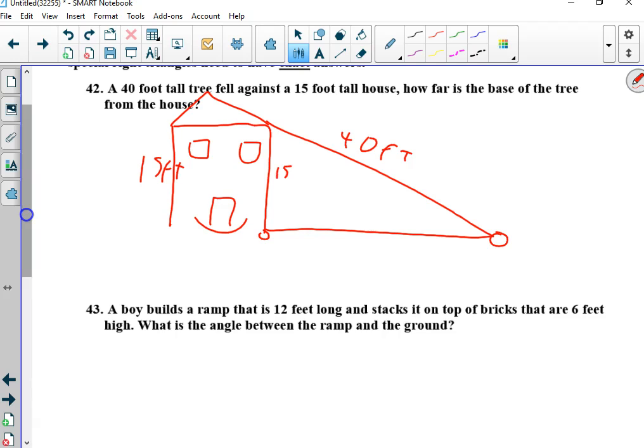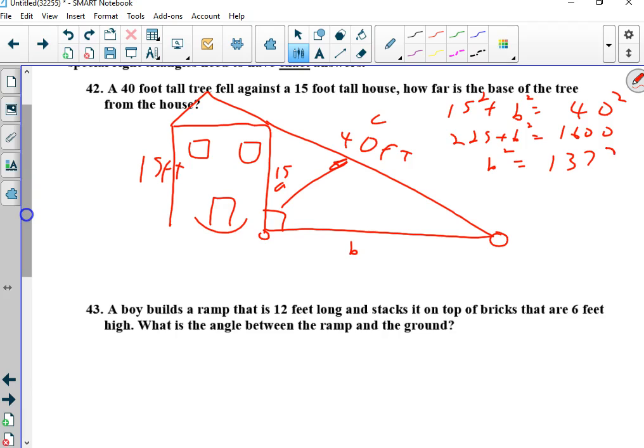Well, that is simply a right angle. A, B, C. 15 squared plus B squared equals 40 squared. 225 plus B squared equals 1600. B squared equals 1600 minus 225, which is 1375.